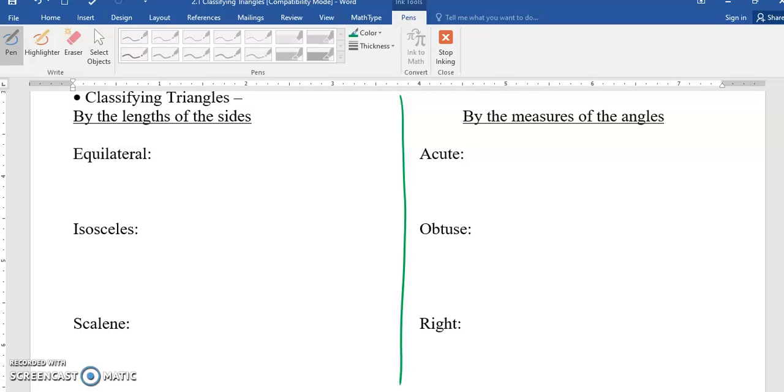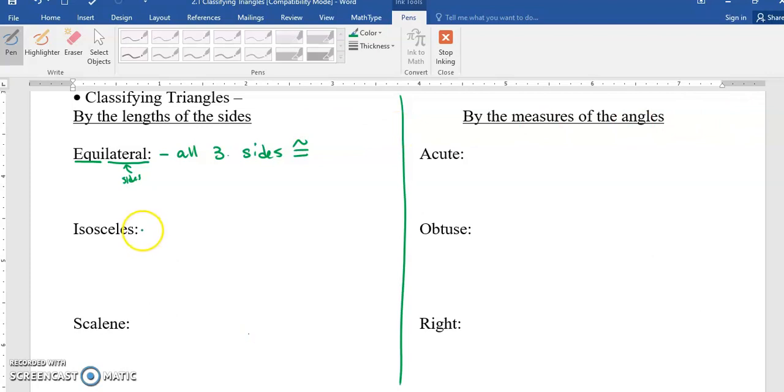So there's 2 lists here, and actually every triangle can be classified by a word off of each list. So an equilateral triangle, equilateral means equal sides. Lateral means sides. So an equilateral triangle has all 3 sides congruent. They're all 3 the same length.